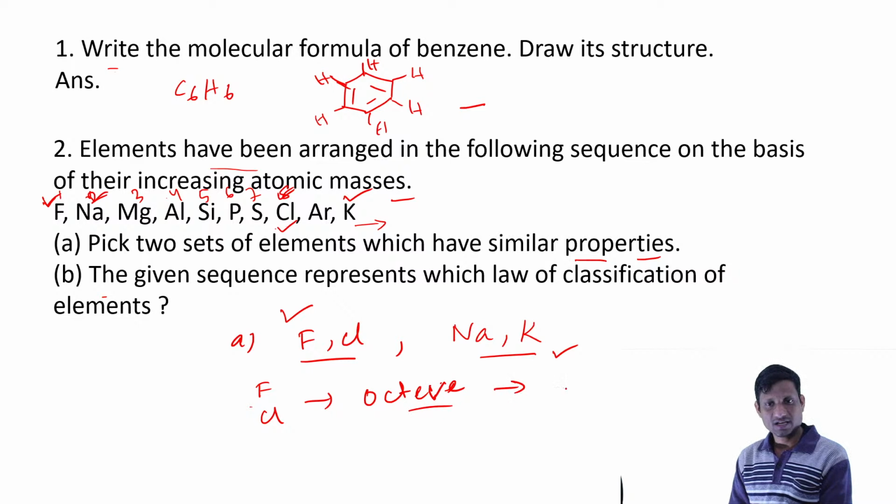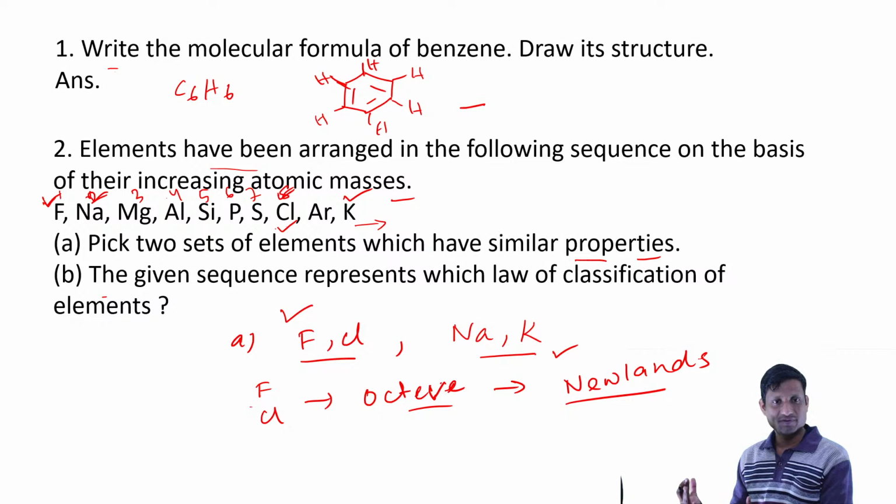Okay, so who proposed the octave rule? If you remember we discussed, it was Newlands. So he proposed the octave rule. Like if you remember the sargam of the music, sa re ga ma pa dha ni sa. So basically every eighth element will have similar properties. So here the fluorine and chlorine are having similar properties. They belong to the halogen family, and it follows the octave rule.